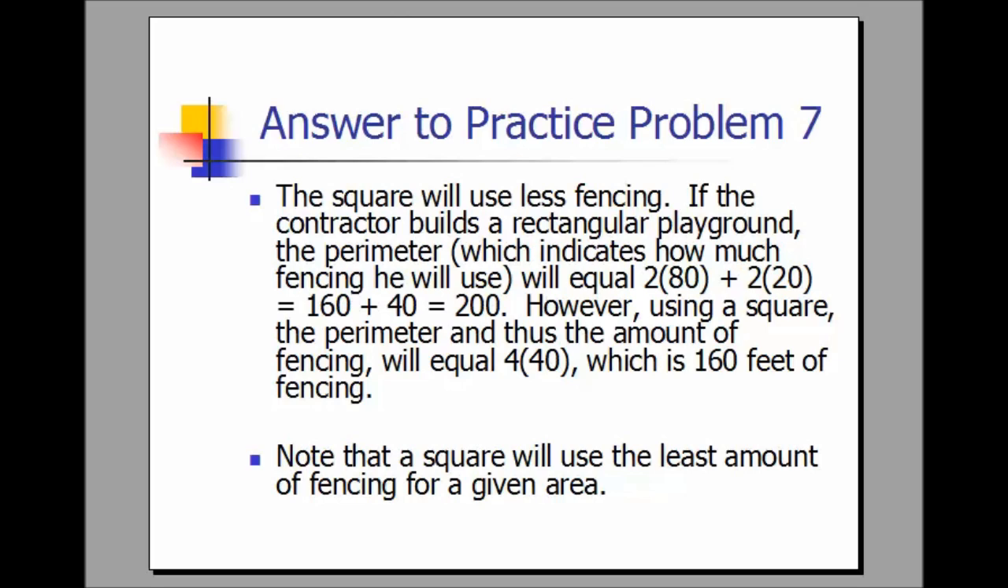The answer to practice problem 7 is that the square will use less fencing. If the contractor builds a rectangular playground, the perimeter, which indicates how much fencing he will use, will equal 2 times 80 plus 2 times 20, which equals 160 plus 40, which is 200 feet of fencing. However, using a square, the perimeter and thus the amount of fencing will equal 4 times 40, which is 160 feet of fencing. Notice that using a square will use the least amount of fencing for a given area. Again, that's assuming that all 4 sides are bordered by fencing and not some other natural boundary on one side.